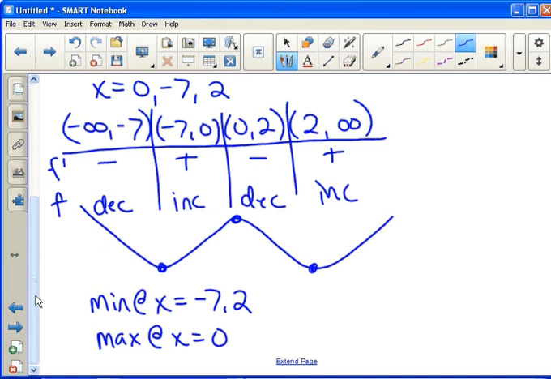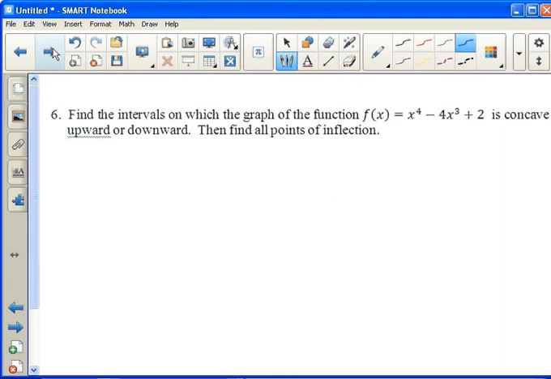For number 6, find the intervals on which the graph of the function is concave up or down and find points of inflection. We follow the same pattern and process we did in number 5, but with the second derivative. Concavity and points of inflection are going to come from the second derivative.